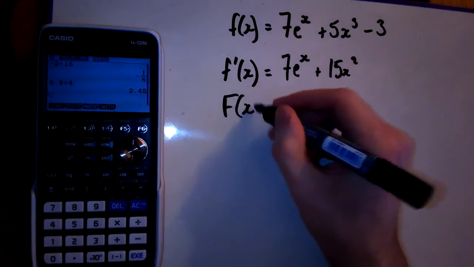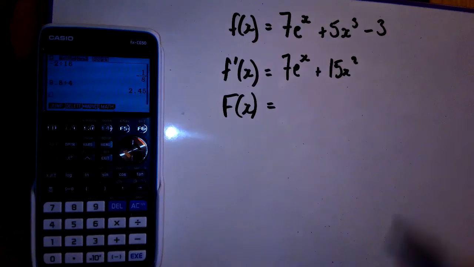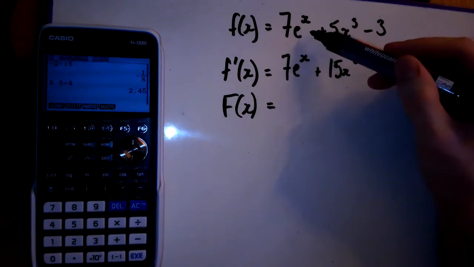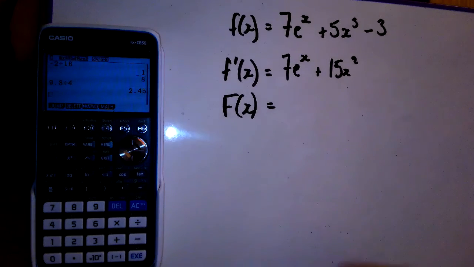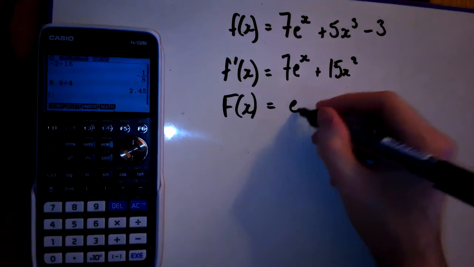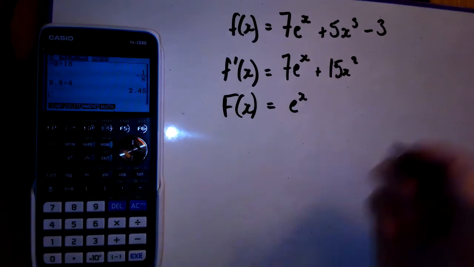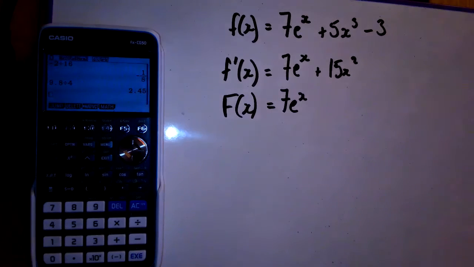And then integrate it. So I have to think what differentiates to give me e to the x. Well, e to the x. So therefore, e to the x integrates to give e to the x. So if I integrate e to the x, I just get e to the x. And if I integrate 7e to the x, I just get 7e to the x.